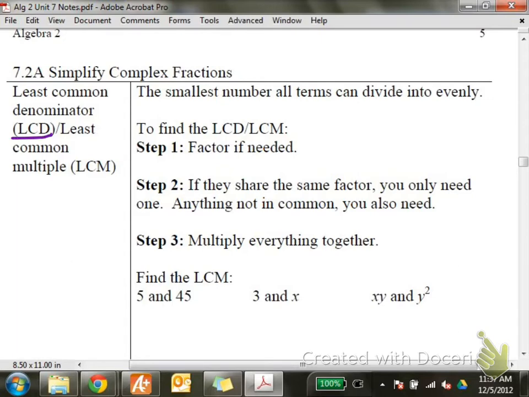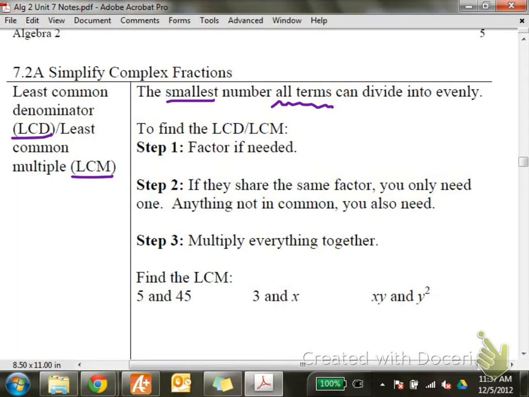Or we also call it the least common multiple. They're the same thing. Okay? So LCD or LCM, they are the same thing. The definition is that it is the smallest number that all terms can divide into evenly. So there are bigger ones, but we are looking for the smallest one.